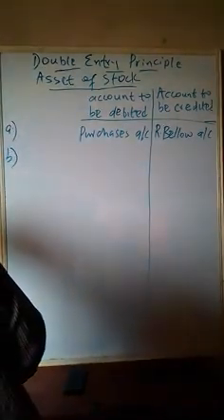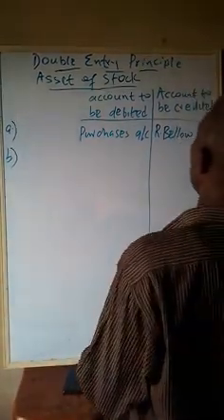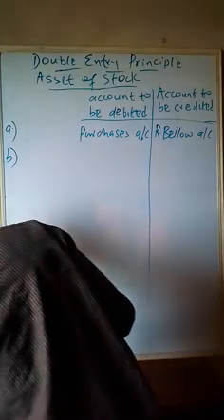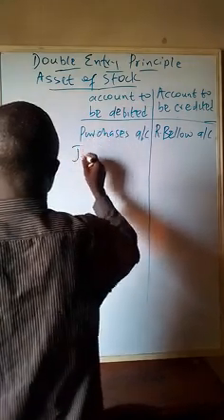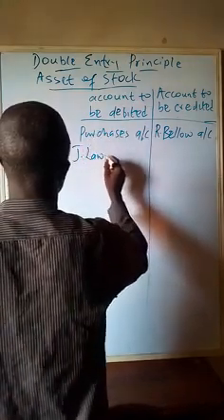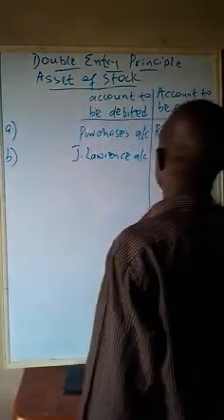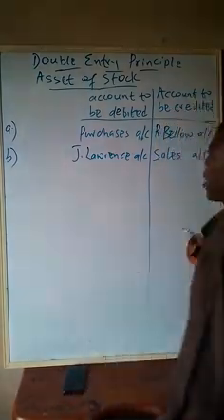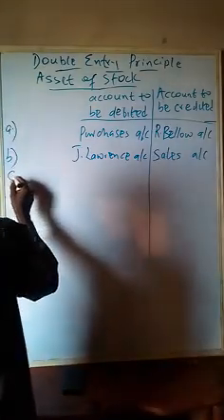B. Goods sold on credit to J. Lawrence. Goods sold, that involves sales account, to J. Lawrence. J. Lawrence is receiving. Debit J. Lawrence account and credit sales account.